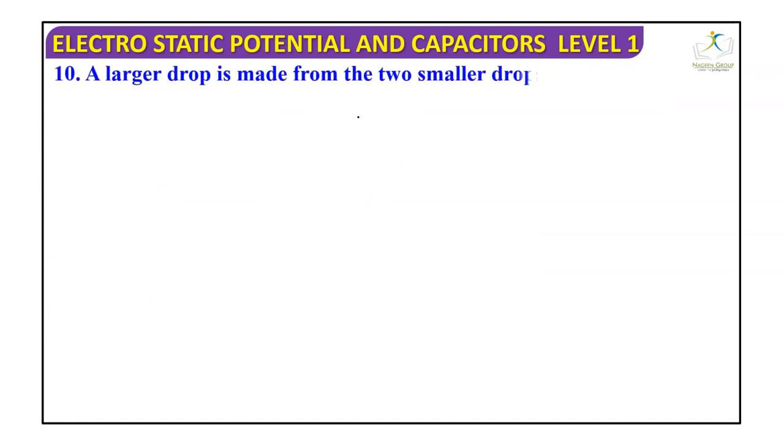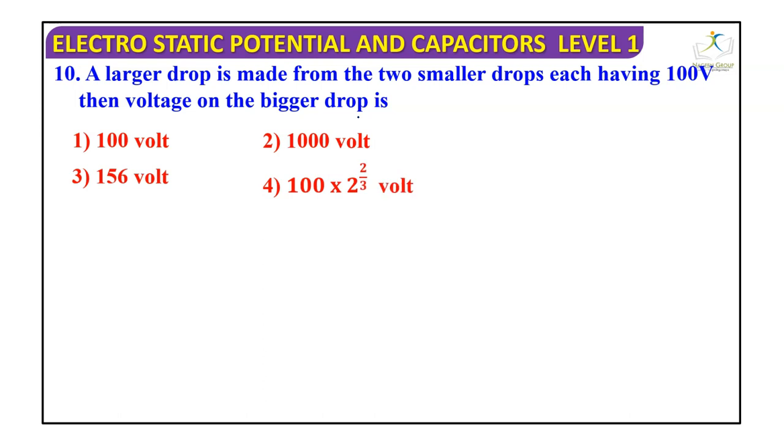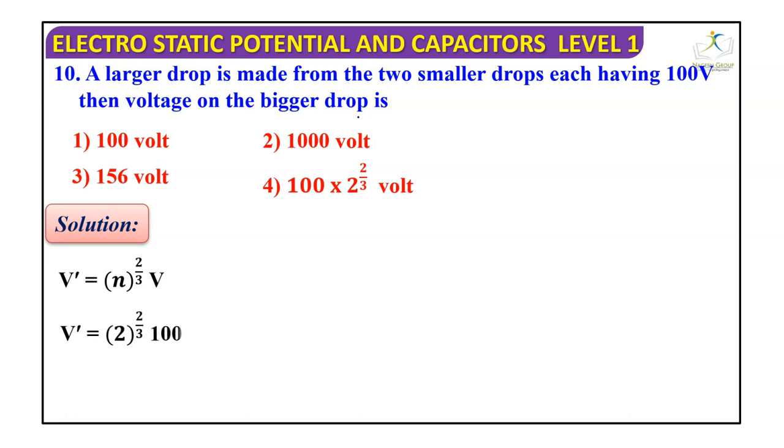Next, we have a question. A larger drop is made from two smaller drops, each having 100 volt. Then the voltage on the bigger drop is 100 volt, 1000 volt, 156 volt, or 100 into 2 to the power 2 by 3 volt. Now the solution: V prime is n to the power 2 by 3 times V. So we just put this value and get the result. The correct answer for this question is option 4.